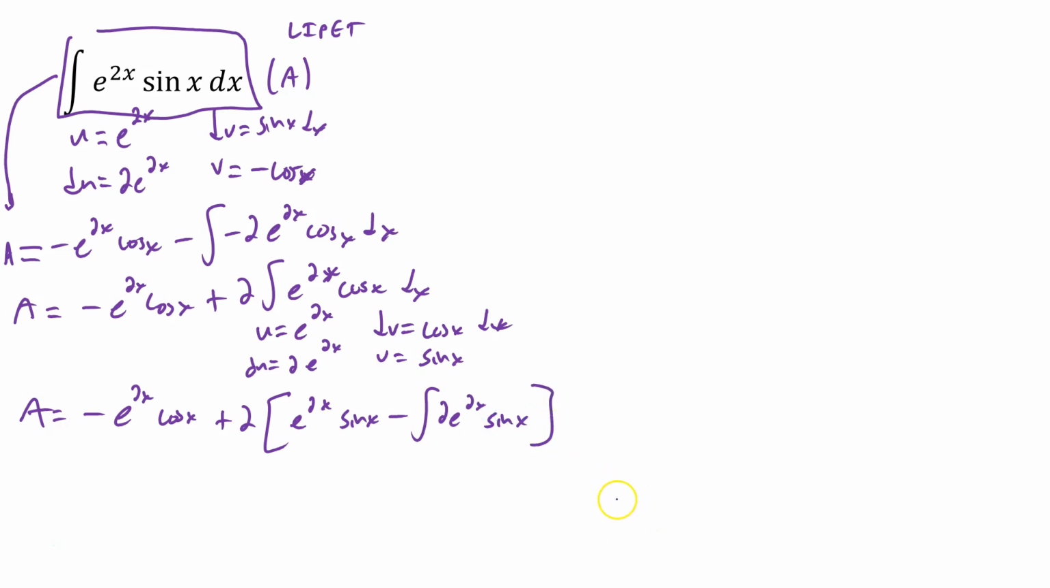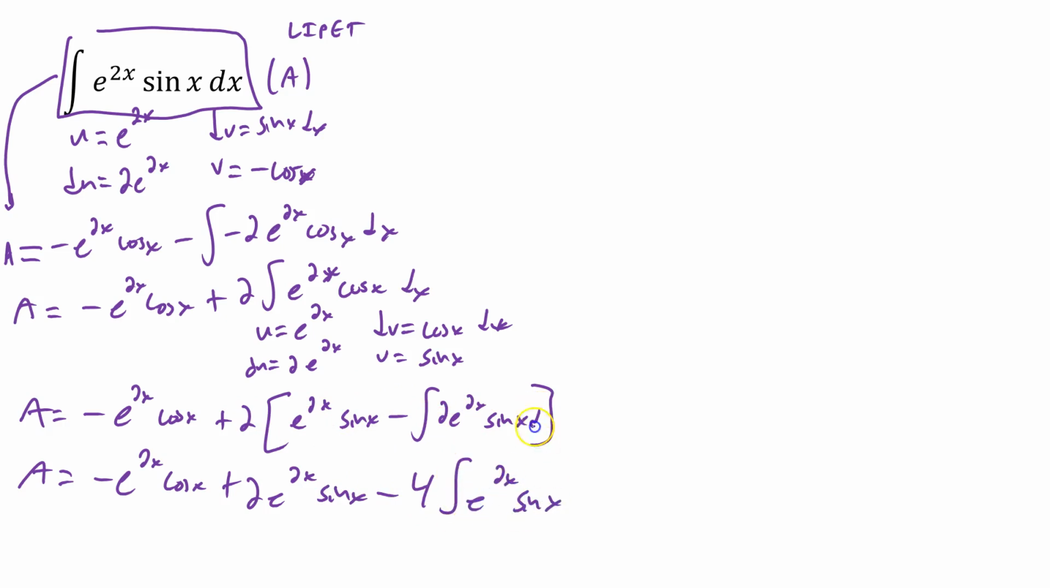Okay. Now, where people usually get messed up with this is they don't do a correct job of distributing and making sure the negative signs are accurate. So let's see what we have here. I'm going to distribute in the 2, and I'm also going to pull this 2 out because I'm looking for a, and it looks like we're almost there. We have e to the 2x sine x there. So right now I have a is equal to negative e to the 2x cosine x plus 2e to the 2x sine x. Now it's going to be minus 2 times 2, so I have minus 4 integral e to the 2x sine x dx. I missed a dx up there.